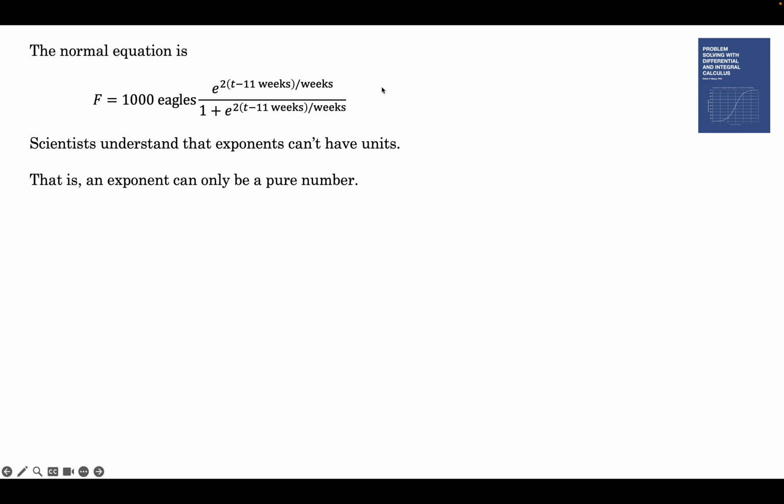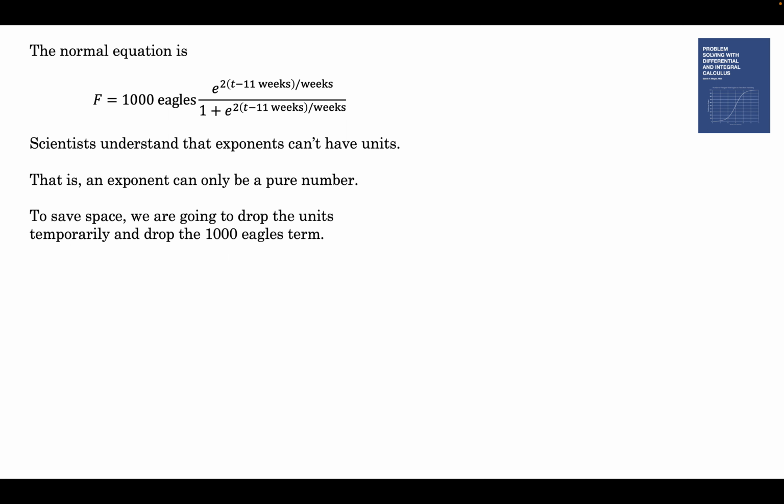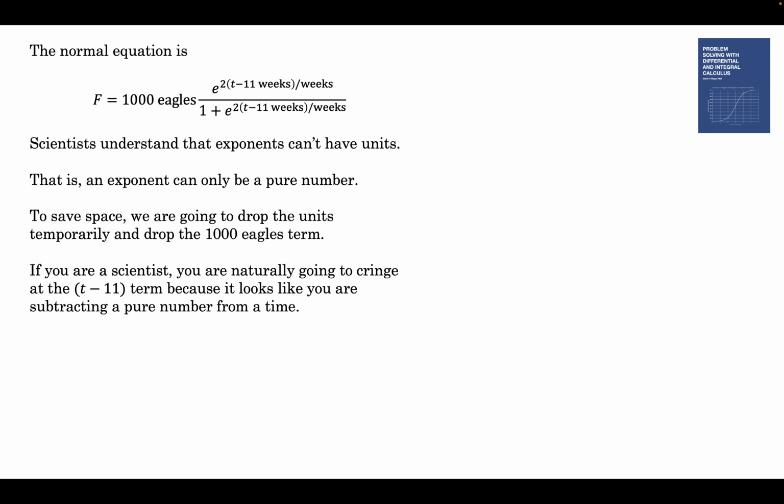But we're going to leave out the units. We're going to understand that we have to put the units back in there. And we're going to drop the 1,000 eagles term. So that f, you're not going to like the t minus 11, because what units do you put in for t?